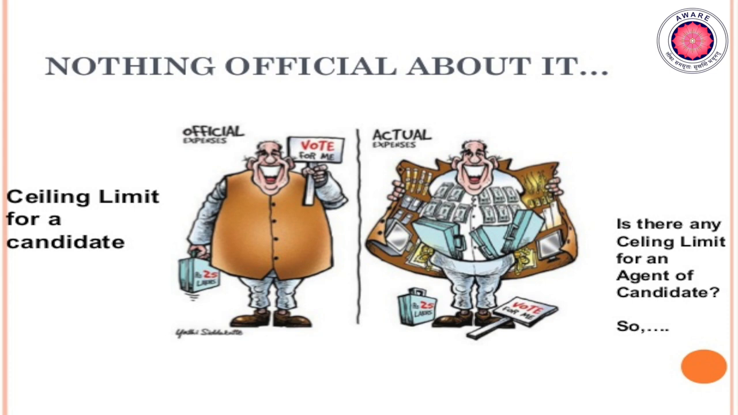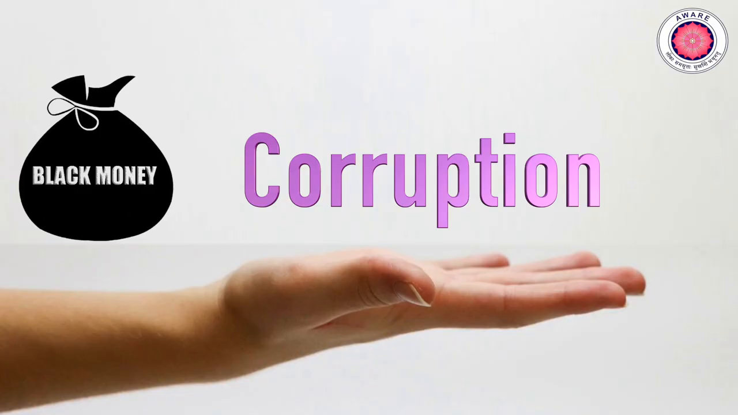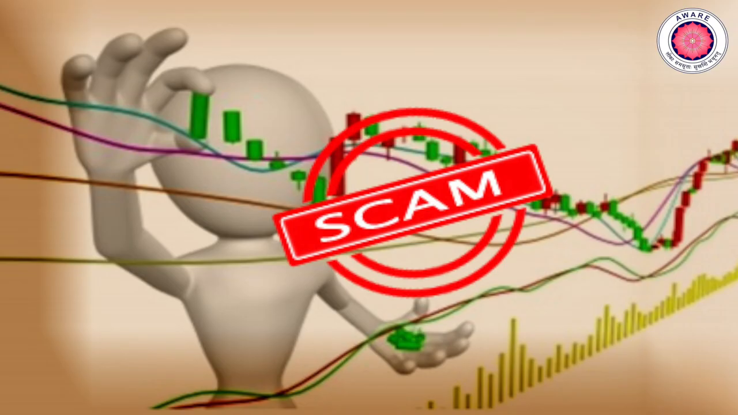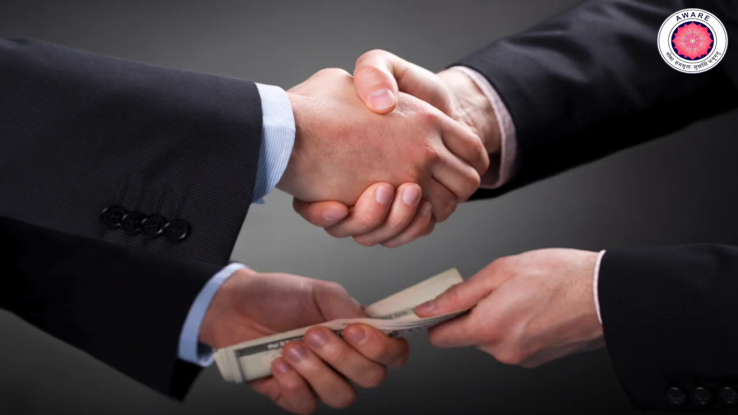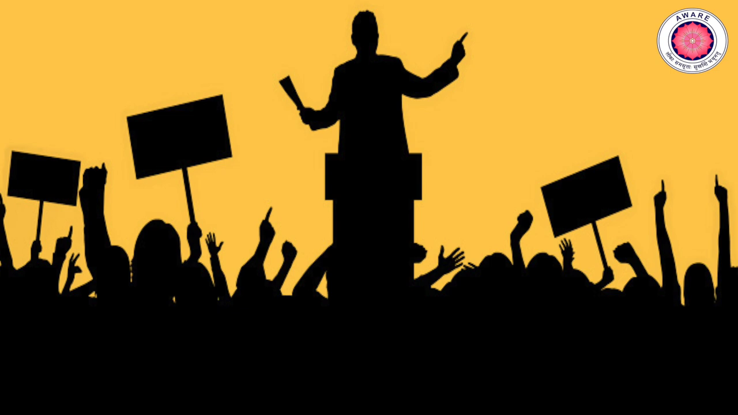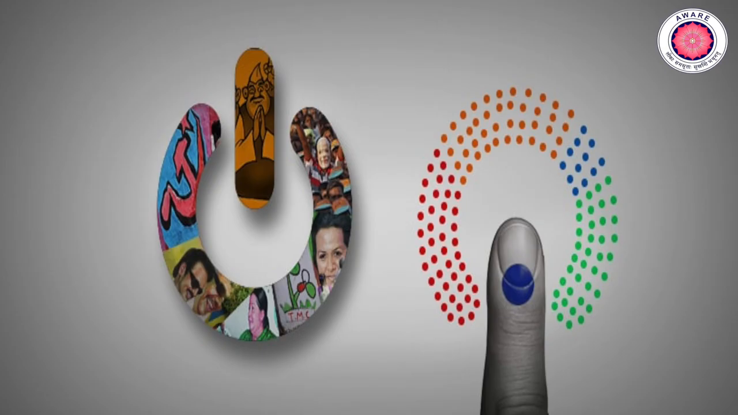It is an open secret that candidates spend in crores. So where does this money come from? And is this not leading to corruption, manipulation, and scams? After 69 years of becoming a republic, we find corrupt practices to capture power, whether it is to become a ward member or a member of parliament.